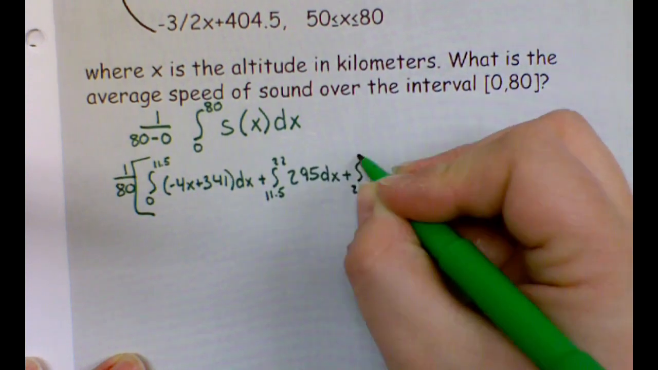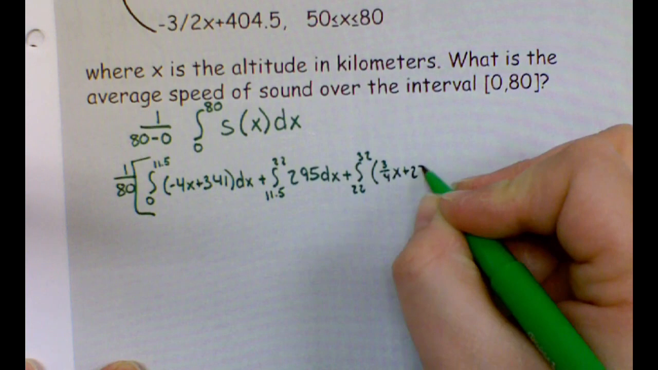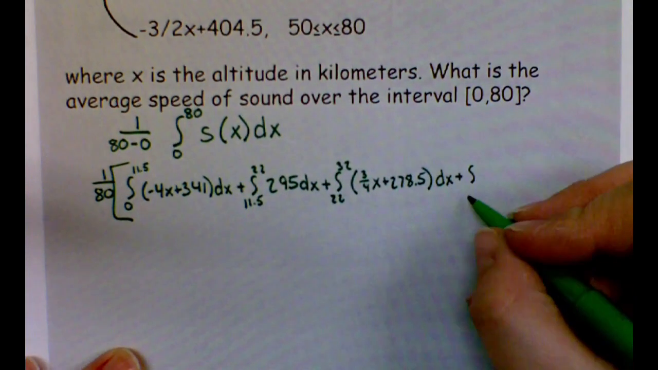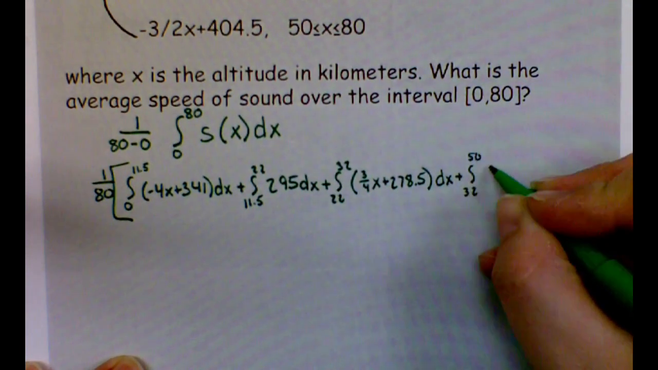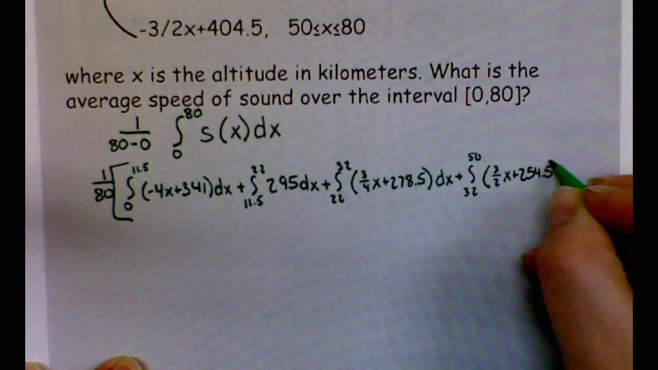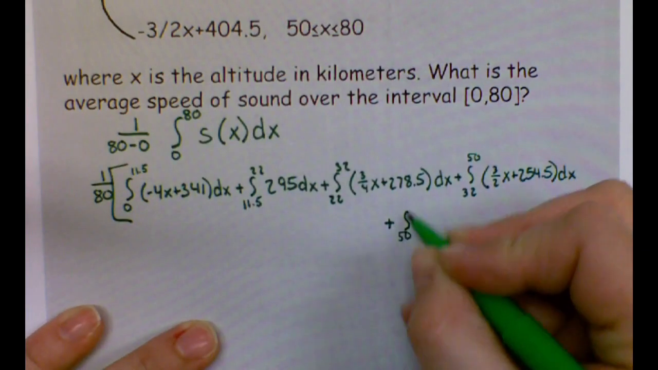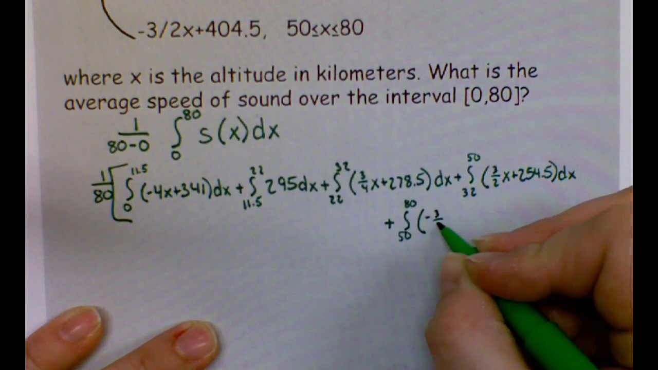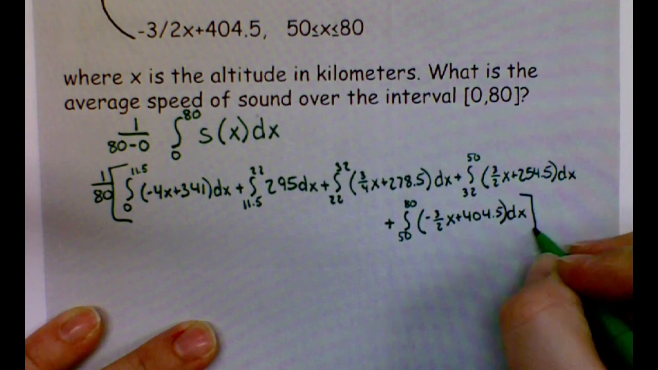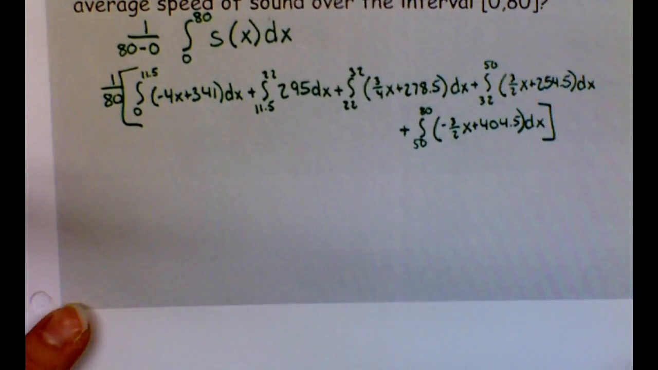plus the third piece, which is 22 to 32 of 3/4 x plus 278.5 dx, plus the next piece, which is 32 to 50, 3/2 x plus 254.5 dx. And I gotta go on another line, the last piece, which is 50 to 80, negative 3/2 x plus 404.5 dx. All right, a whole lot to do here. So we are definitely going to rely on our calculators in a little bit.